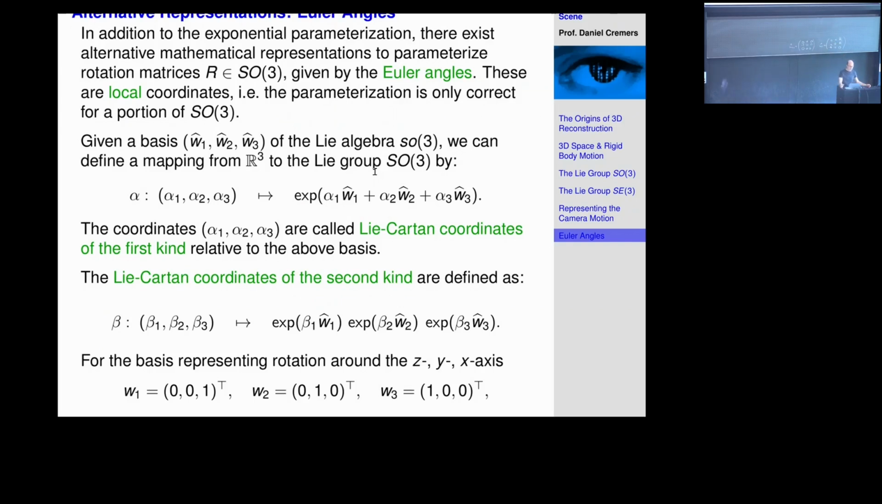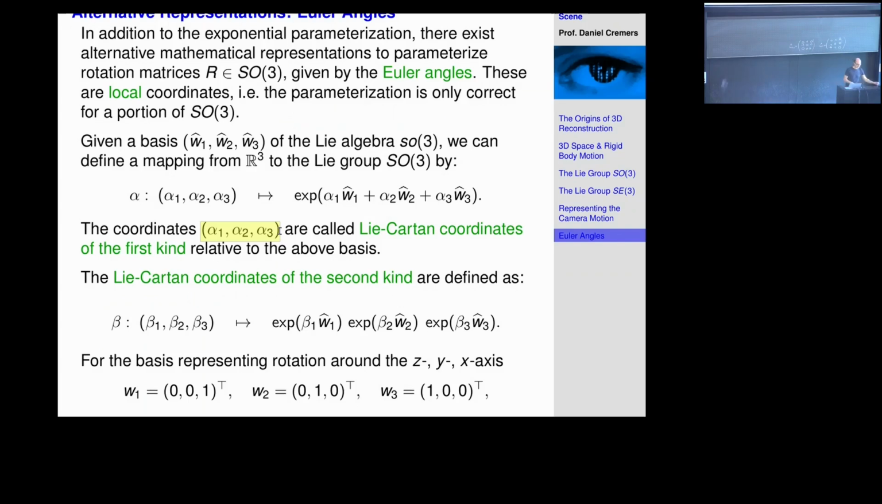And that would be a choice for your skew-symmetric matrix, and any skew-symmetric matrix has obviously this form. And then you exponentiate. And that would be your coordinates. So these would be the 3 degrees of freedom that you choose. I call this ABC here.